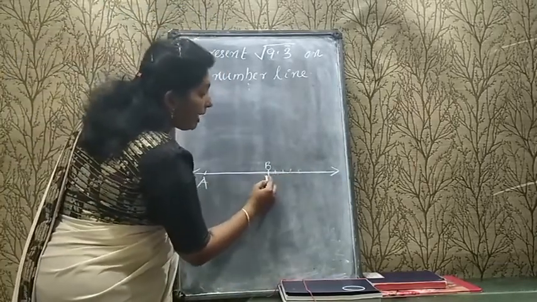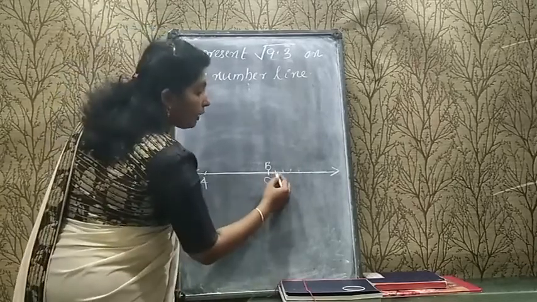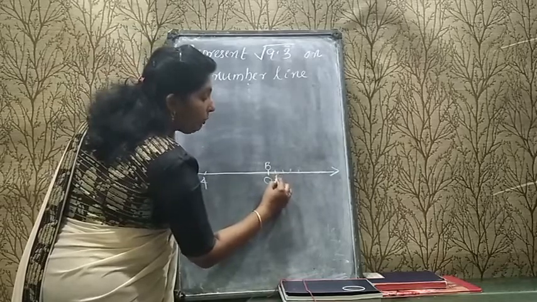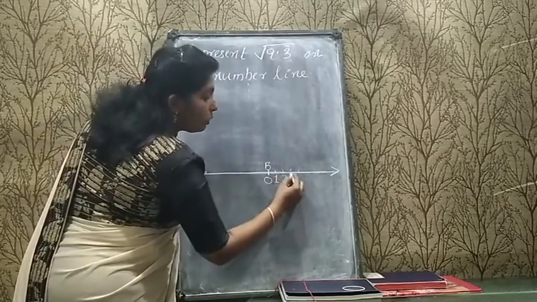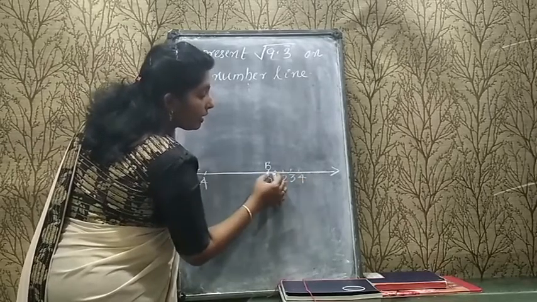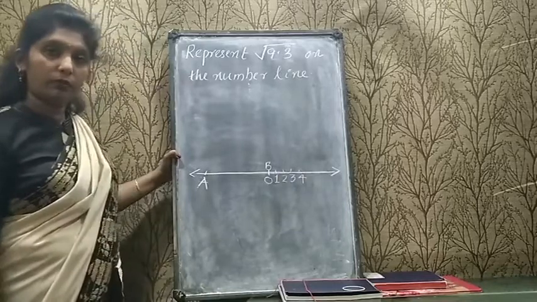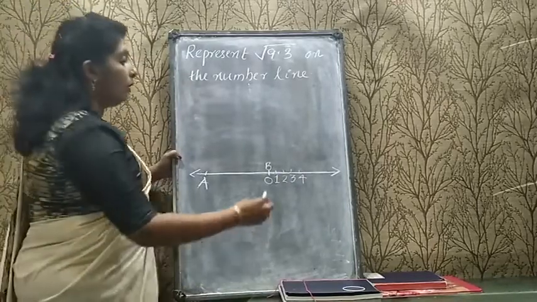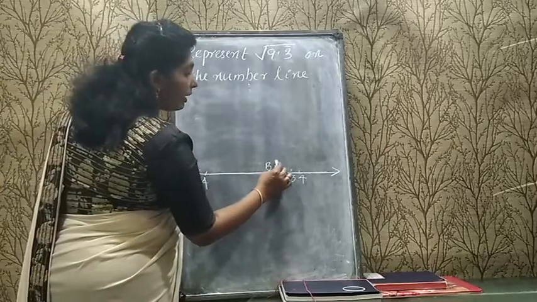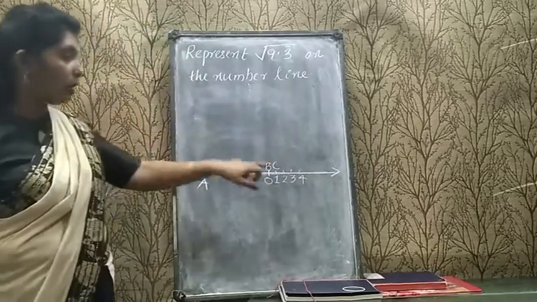This point B, you have to mark as 0. Then from here to here the distance I already took as 1 centimeter. So here I will be writing 1. Then this is 2, 3, 4, because here each distance you took as 1 centimeter. Now this point I am going to give the name C. This is the point C.